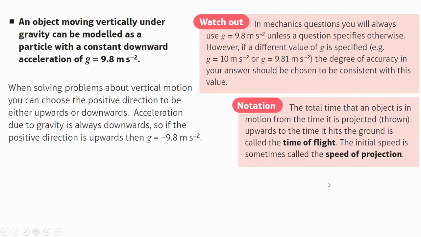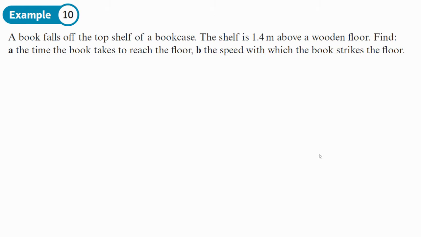So let's have a look at an example. A book falls off the top shelf of a bookcase. The shelf is 1.4 meters above a wooden floor. I'm not sure why the fact that it's wooden matters, but anyway. Part A: find the time it takes the book to reach the floor, and part B: the speed at which the book strikes the floor. First things first, draw a little diagram, pick which way is positive, and mark on what we know.